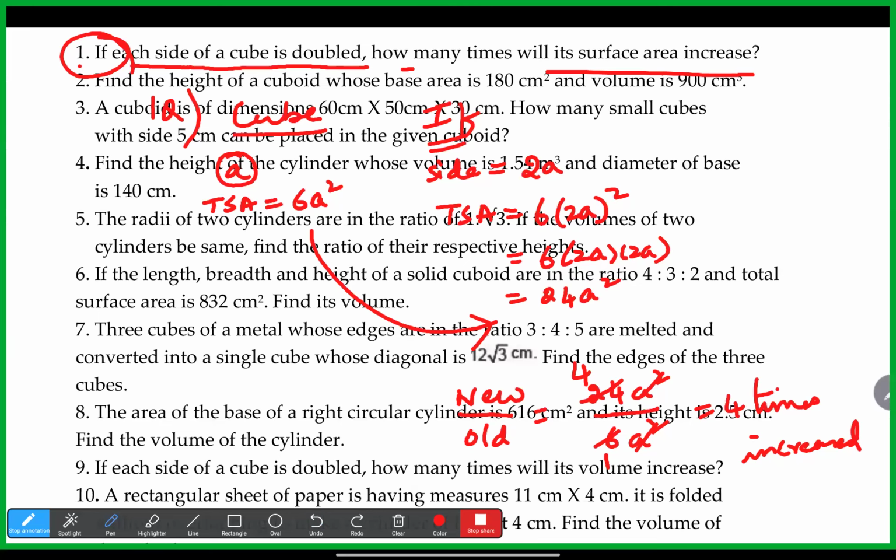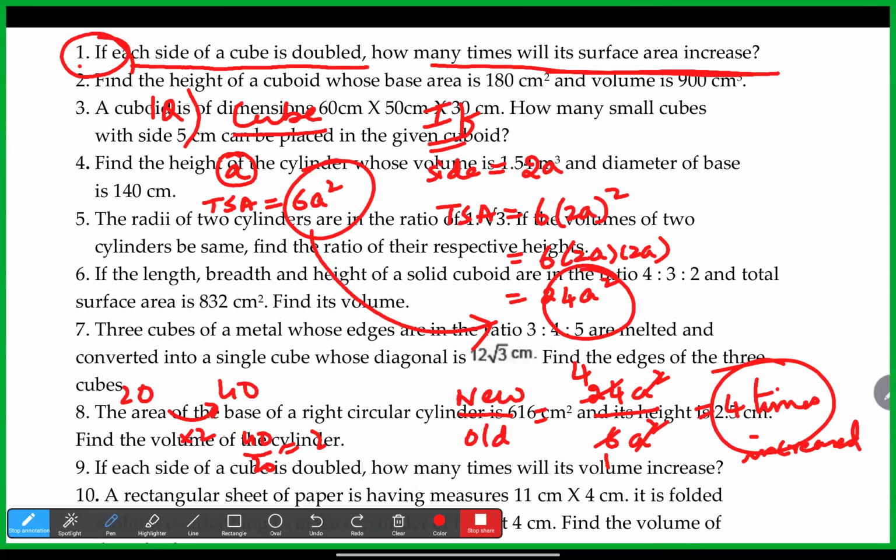Now the question is how many times will it increase. They didn't ask what the surface area is after the side is doubled. They said how many times it increased. For example, before some student got 20 marks, now 40 marks. How many times increased means 2 times. We do 40 divided by 20 and we get that. That is the new surface area; if you divide by the old surface area, we'll get how many times it is.